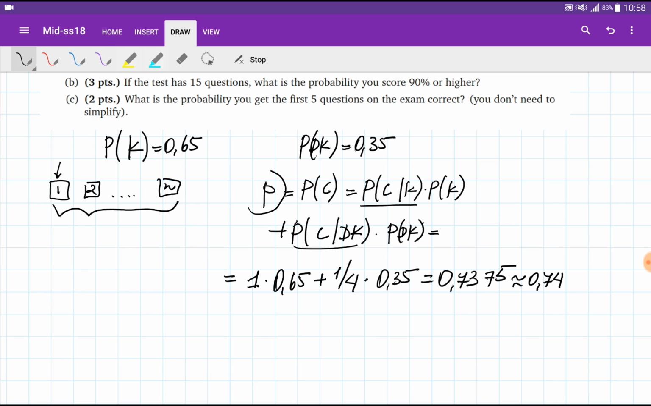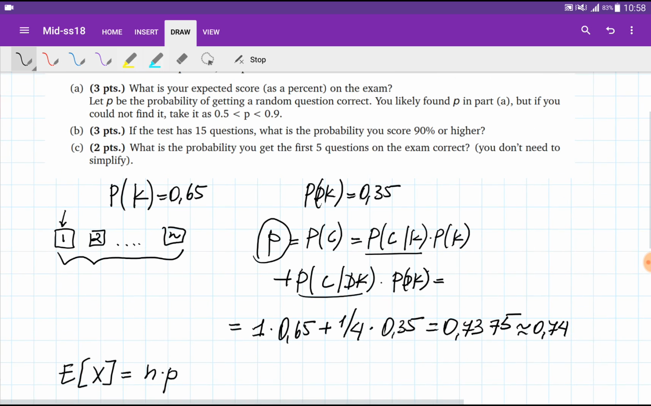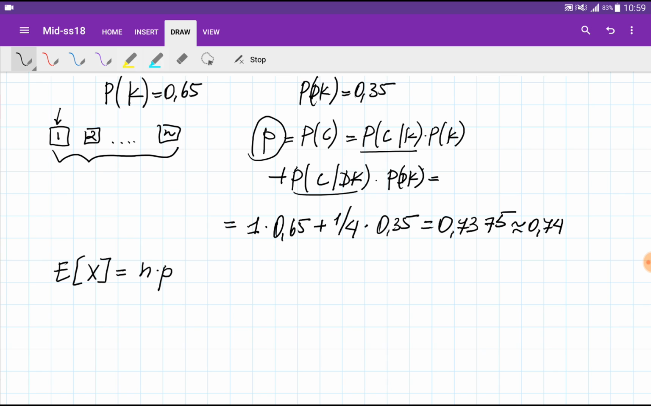This is the probability of answering correctly each question, or probability of success. Then the expected number of questions answered correctly is simply n multiplied by p, right? In this case, we don't know how many questions were given in question number 1, so the total percentage of correct answers will be equal to 74%, right?